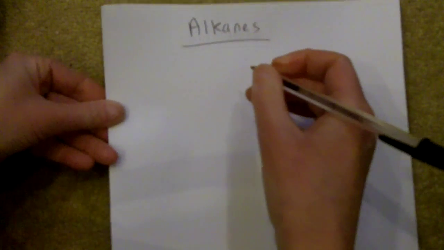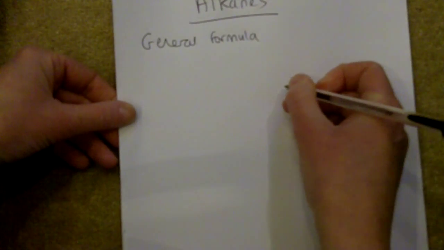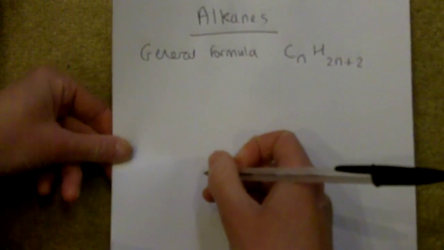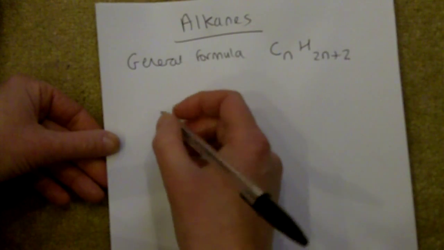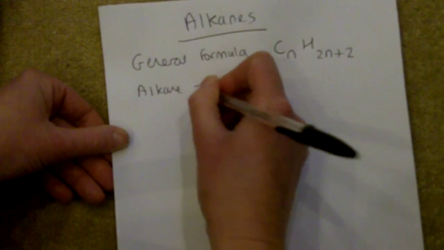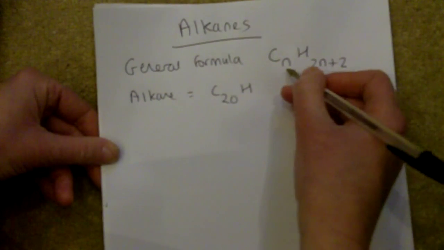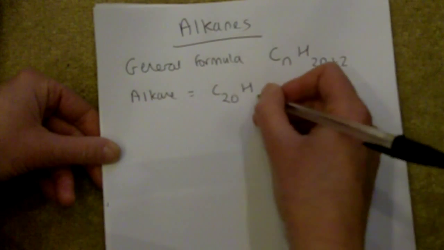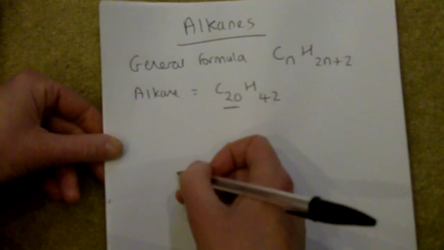Alkanes have a general formula, which you use to work out the formula of an alkane, as CnH2n+2. Using this general formula, you can work out the formula of any alkane. For example, if I said an alkane has 20 carbons, how many hydrogens does it have? Well, 2 times 20 is 40, plus 2 is 42. So you can work out how many hydrogens with a given number of carbons.